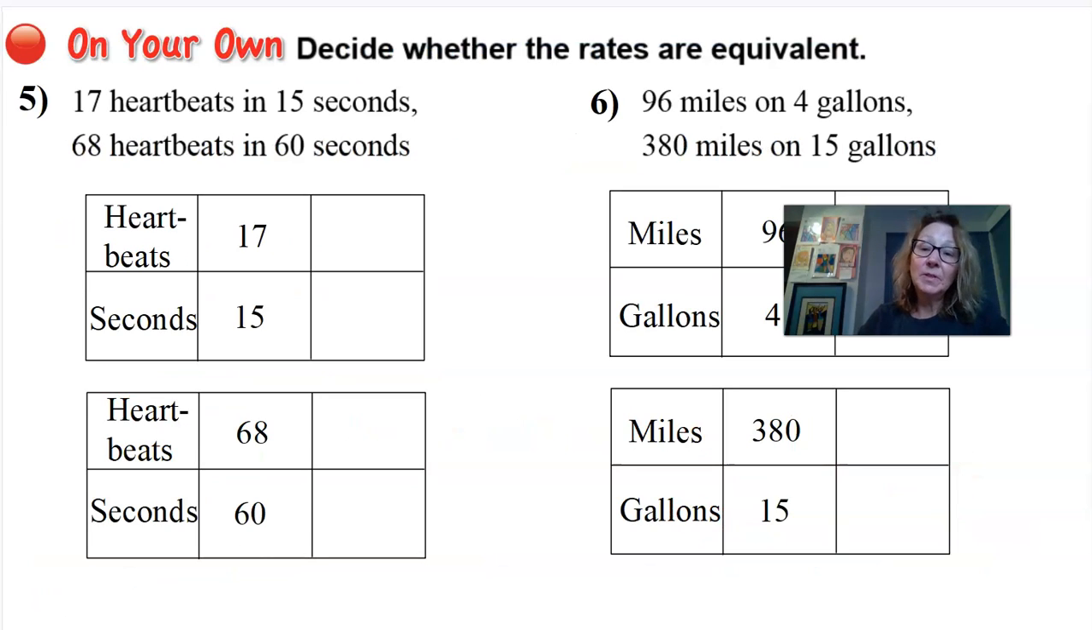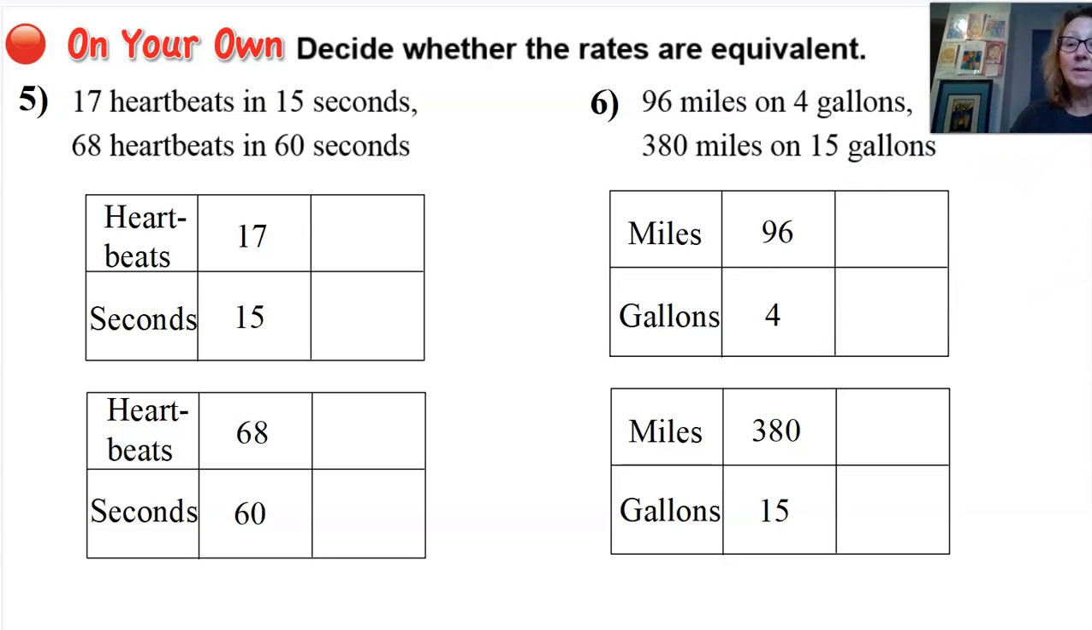So here's some OYOs. Decide whether the rates are equivalent or not. Let's go ahead and put that over there. Okay. Pause the video, try these on your own. You can find an equivalent amount of time or do a unit rate.